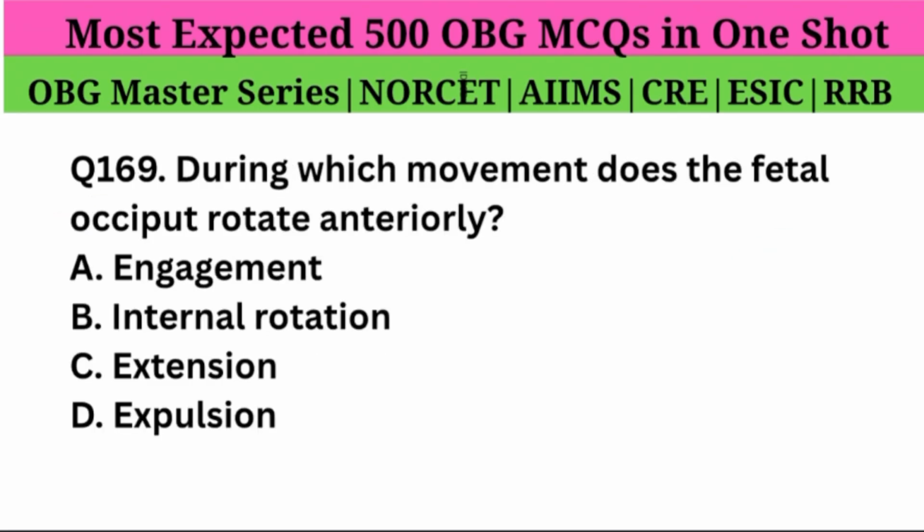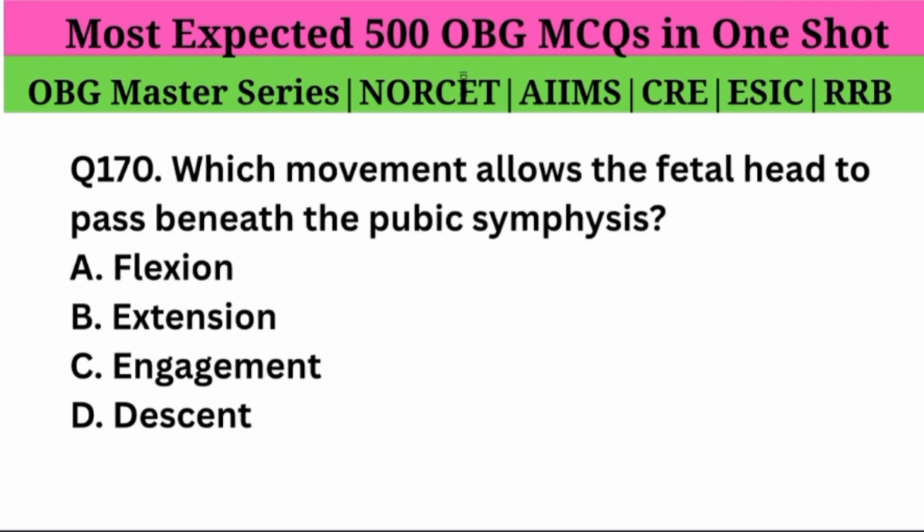Next question, during which movement does the fetal occiput rotate anteriorly? Your correct option is option B, internal rotation. Next question, which movement allows the fetal head to pass beneath the pubic symphysis? Your correct option is option B, extension.